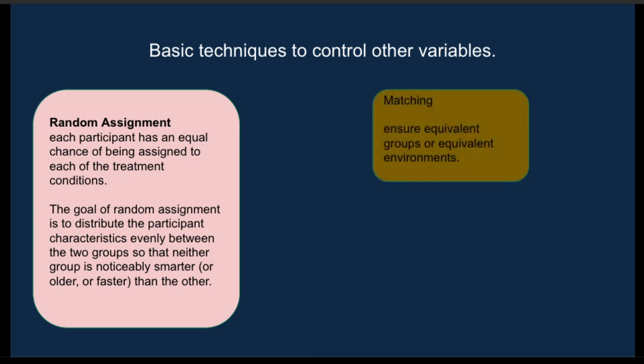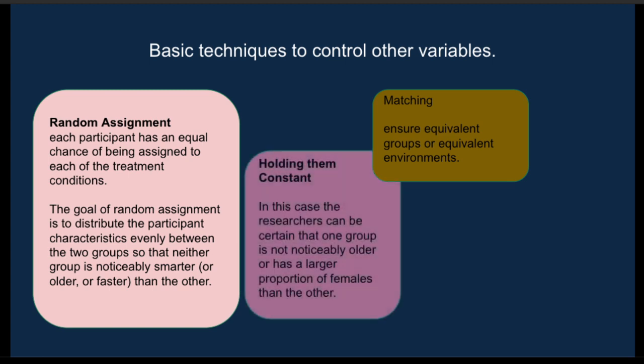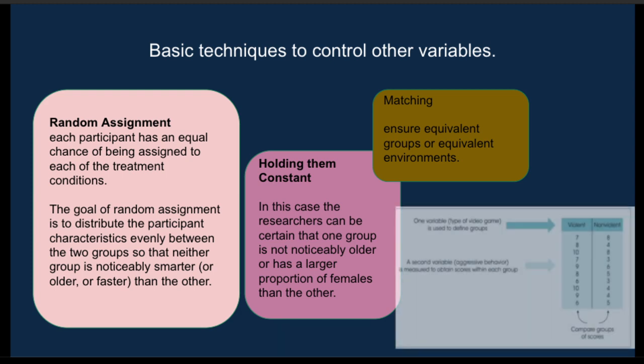Then we have matching. In matching, we ensure that every group has exactly the same percentage of males and percentage of females. In this case, the researchers can be certain that one group is not noticeably older or has a larger proportion of females than the other.